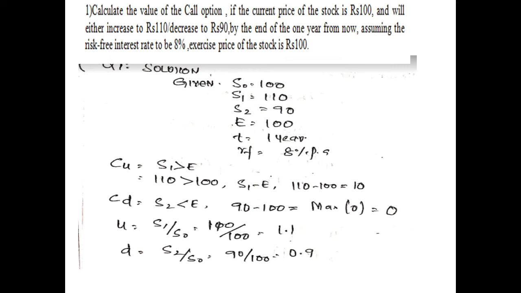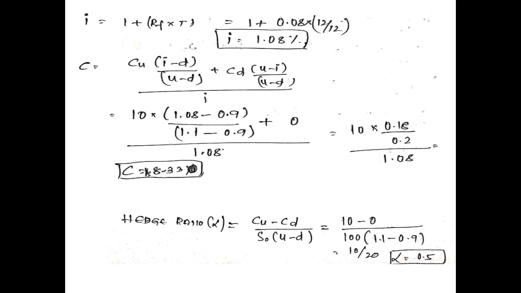u is equal to S1 divided by S0, that is 110 divided by 100. We get the value as 1.1. Small d equals 90 divided by 100. We will get it as 0.9. Fine. Then let's calculate the i value. i is equal to 1 plus RF into capital T, right? 1 plus RF is 0.08 into 12 divided by 12. Since the contract is for 1 year, 12 divided by 12 is 1. So we get the value i equal to 1.08.